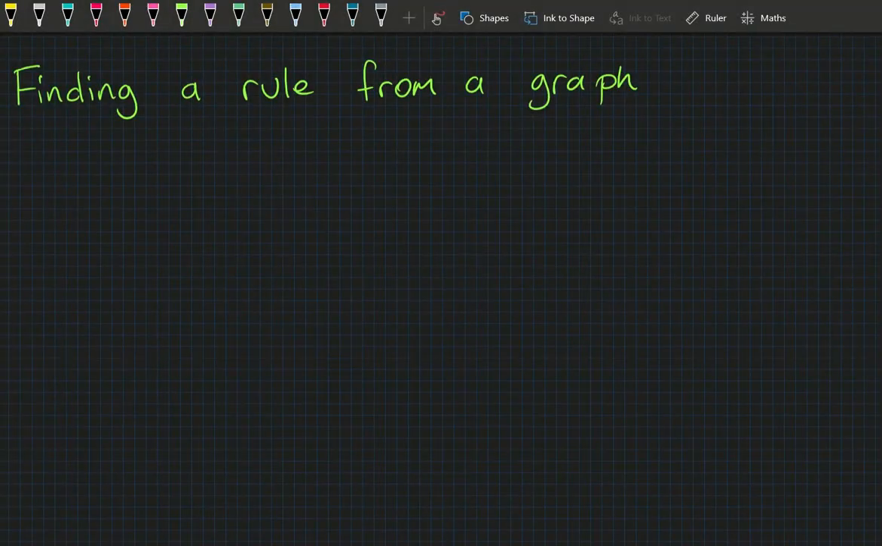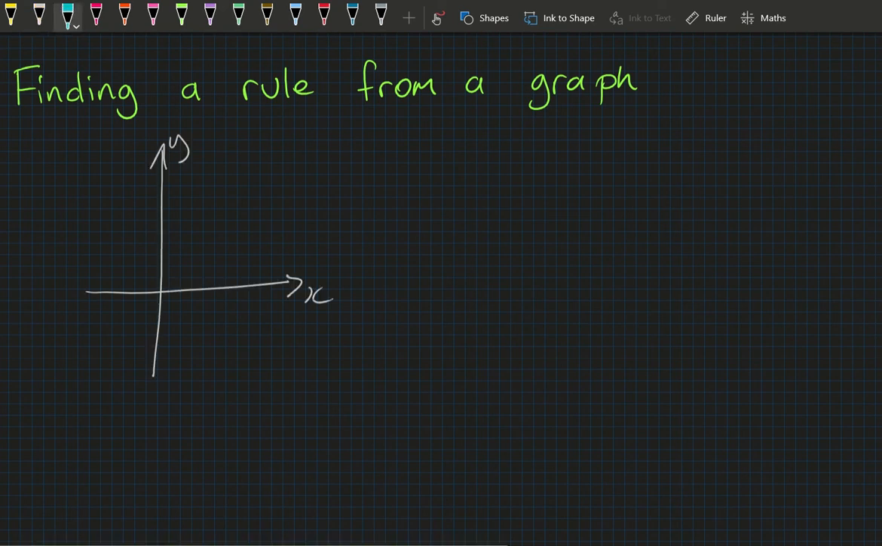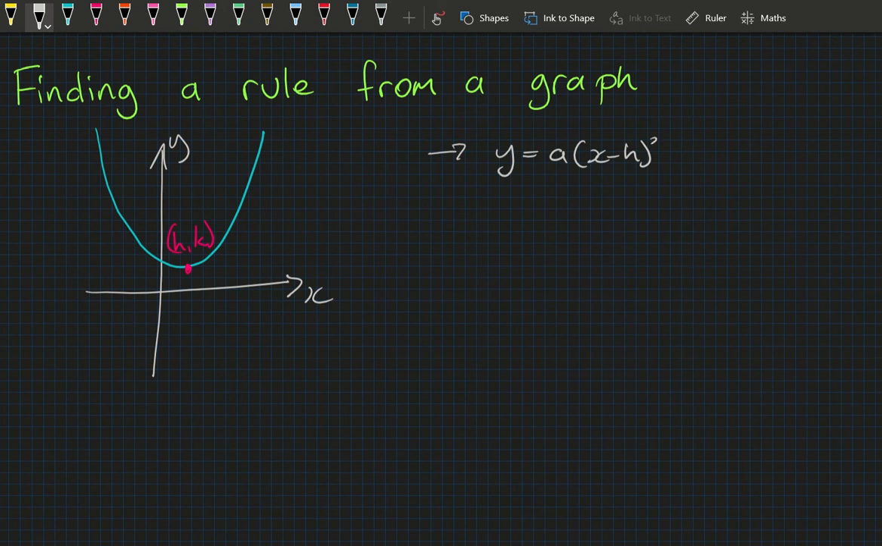All right, up until this point, we've been taking equations to draw graphs. So now we're going to learn to take a graph and find its equation based on a couple of key features. So if we have a parabola that has a turning point (h, k), then we know the equation will be y equals a times (x minus h) squared plus k. And we can find that h and k in the turning point.